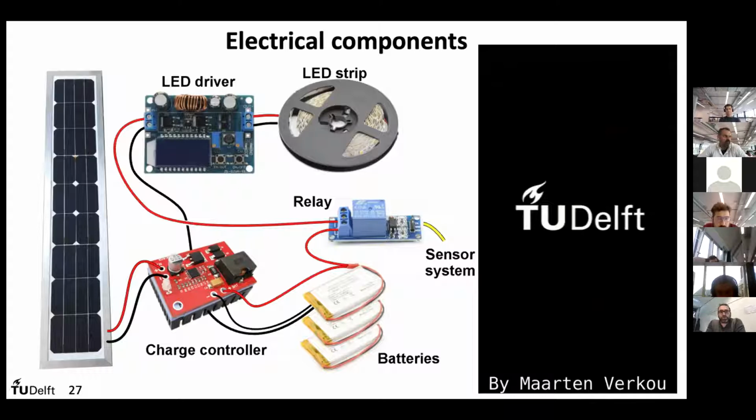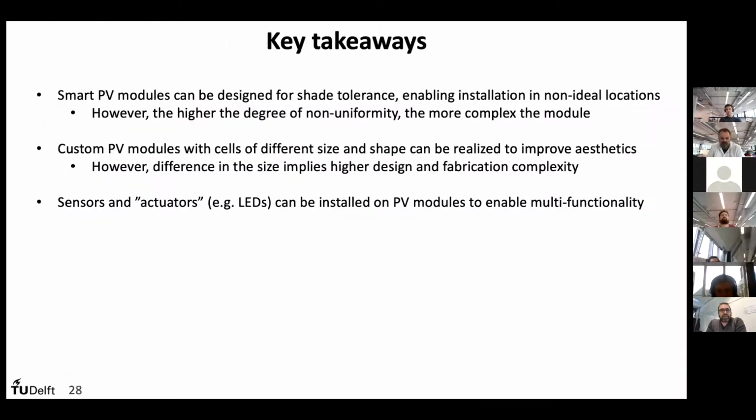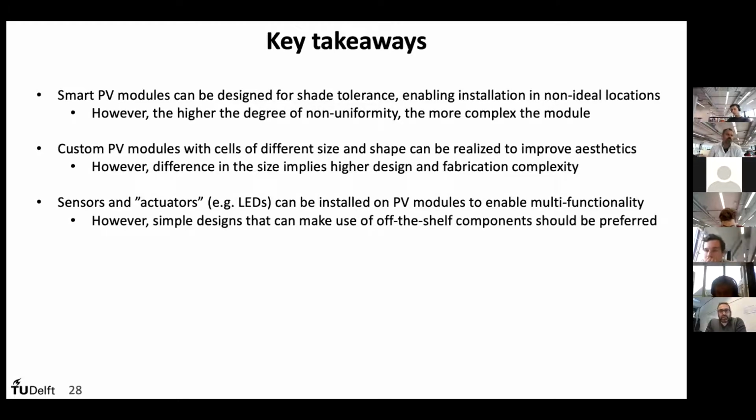This is just one example of how we can integrate different electronics on board of a product, in this case, to make a standard module a solar lamp. In this specific case, the key takeaway is that we can integrate sensors and also actuators, that in this case are the LEDs, onto the PV modules and enable multifunctionality. In this case, we have a module that is also a lamp. Of course, you can imagine that in this case, it would be much better to use off-the-shelf components for the design, because otherwise it will be quite a complex design of all the electronics and, in this case, the LEDs around the solar lamp.